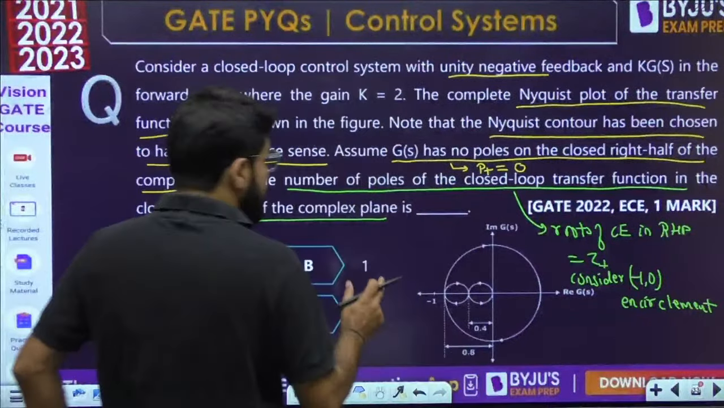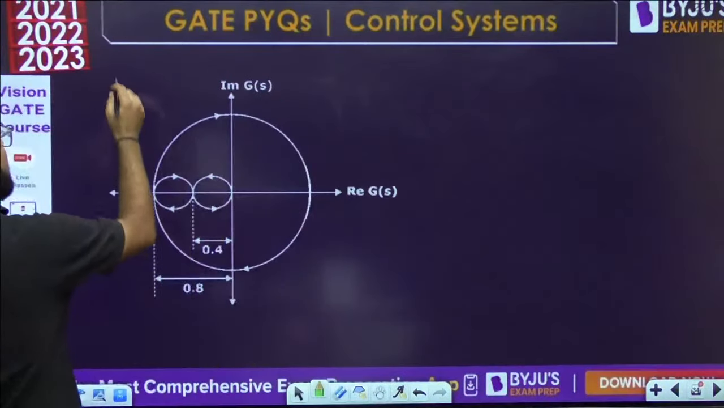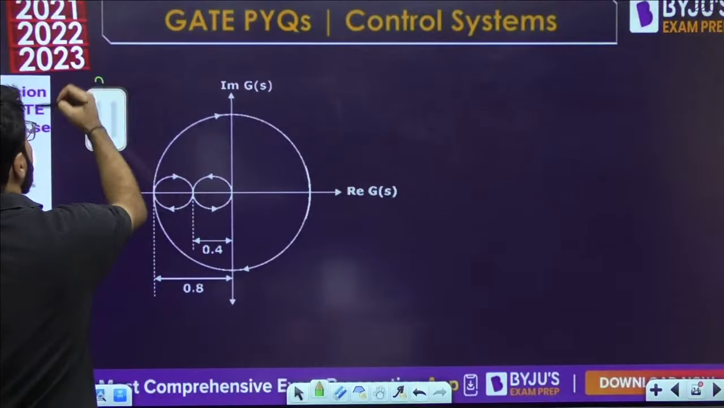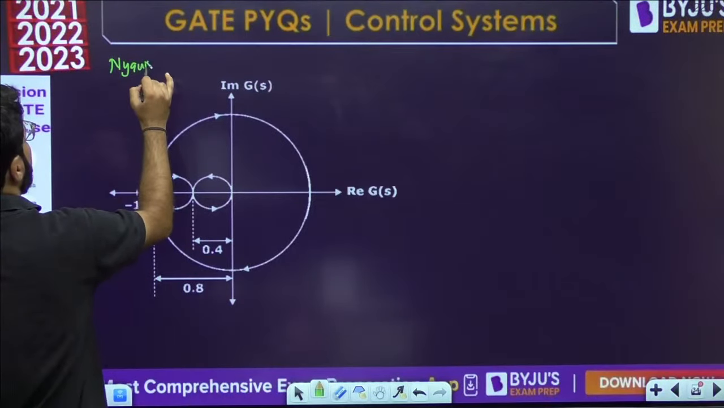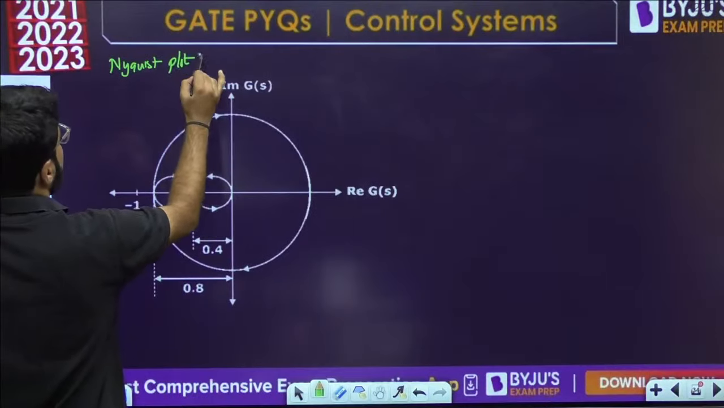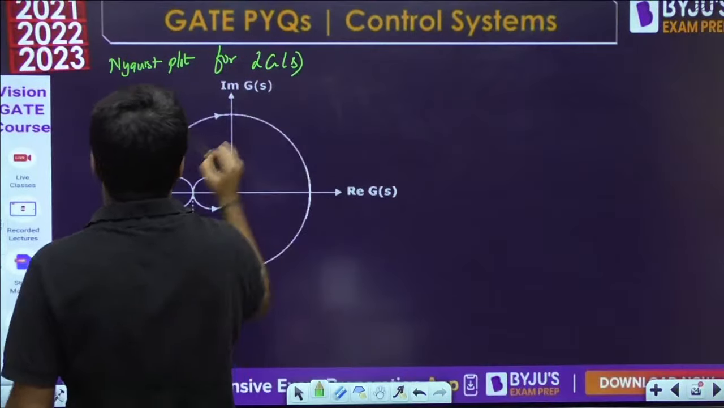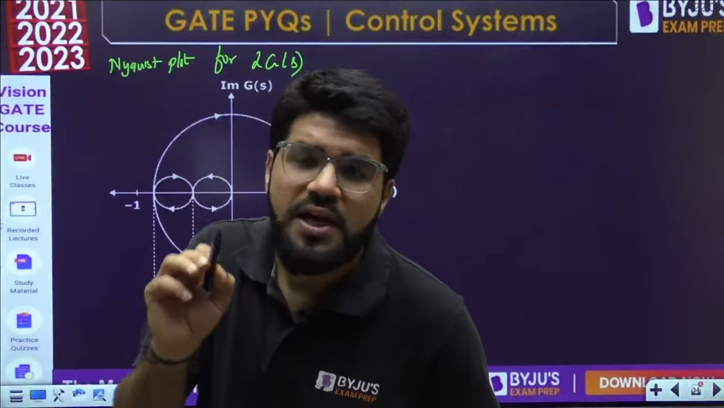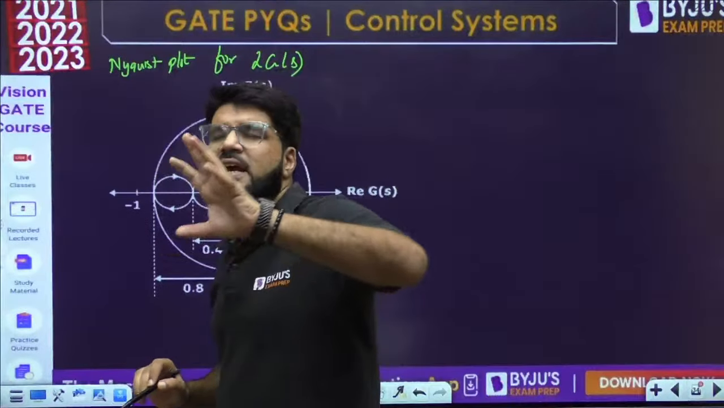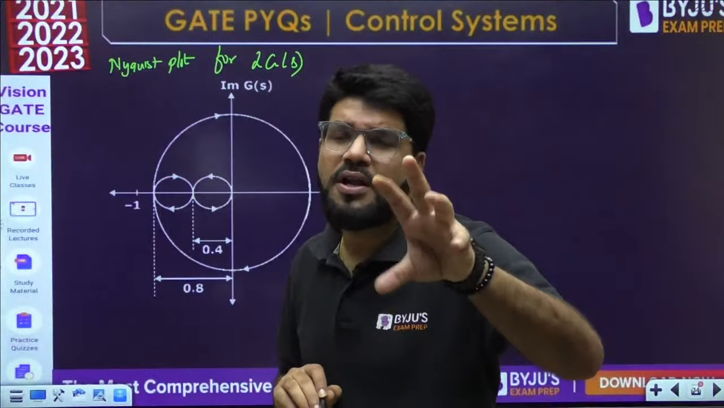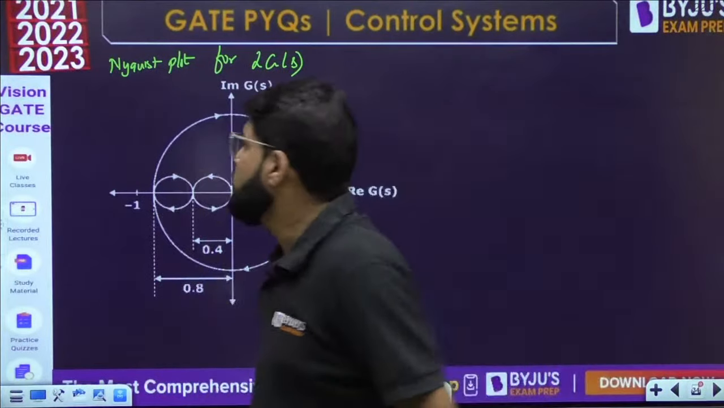Now, this is the Nyquist plot for G(s). What should be the Nyquist plot for 2G(s)? I will draw the corrections here only. For 2G(s), the only difference is that a constant number 2 is multiplied, so all amplitudes are amplified by 2. There is no effect on the phase, so the polar plot is not rotated. All phase remains the same. Every magnitude will be stretched by 2.